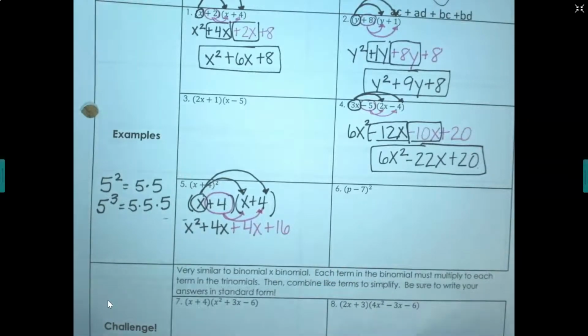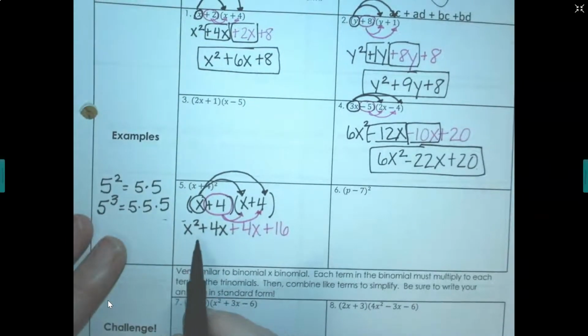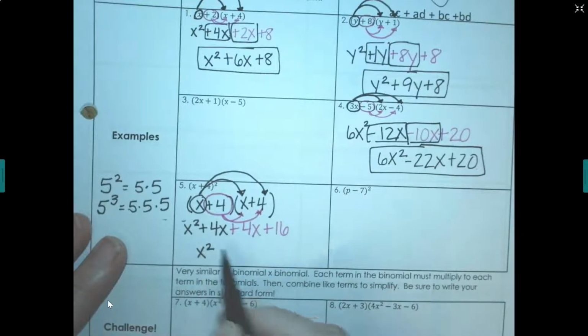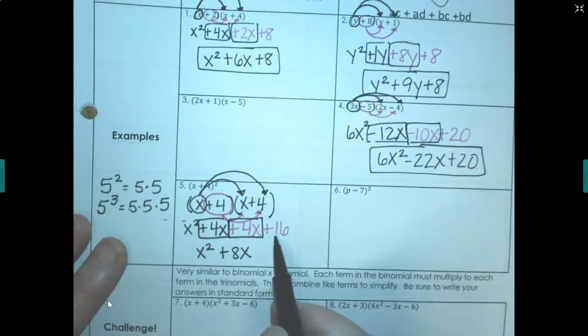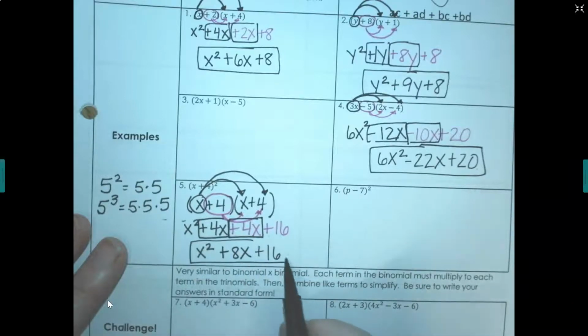All right. So here's what we're going to do. Take a look. I have an x squared term. I have no other x squared terms. Bring him down. He's got nobody to combine with. Then I have a 4x, and I just happen to have another 4x. So 4x plus 4x is going to be 8x. And then plus 16 has nobody to combine with, so it's just going to come down plus 16.